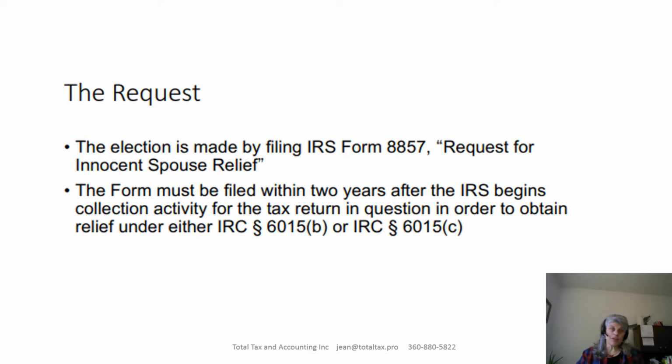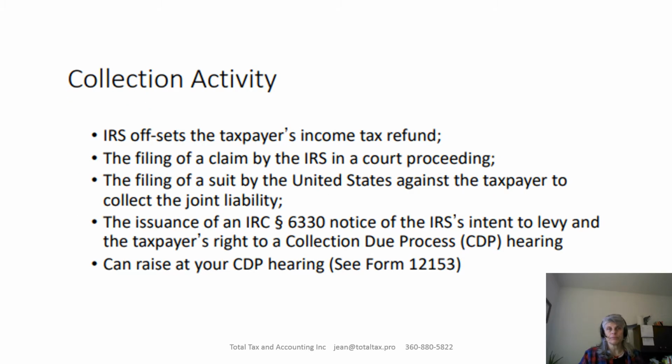In order to request innocent spouse relief, you need to file a Form 8857, and it must, again, be filed within 2 years after the IRS begins collection activity for the tax return in question. So it's important that you act on that once collection activity begins. The IRS is going to offset the taxpayer's income tax refund as it goes through the collection process. So even if you are divorced and in year 3 you haven't done your 2-year for innocent spouse, you're getting a refund, you have a liability on the IRS collection side, they're going to keep your refund.